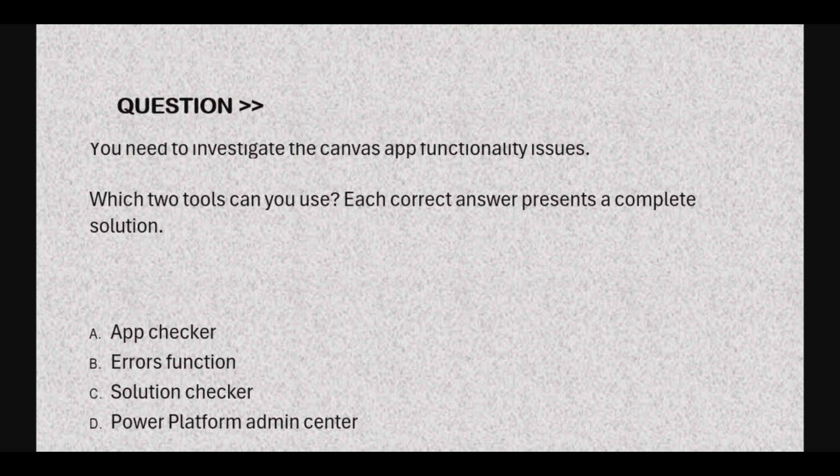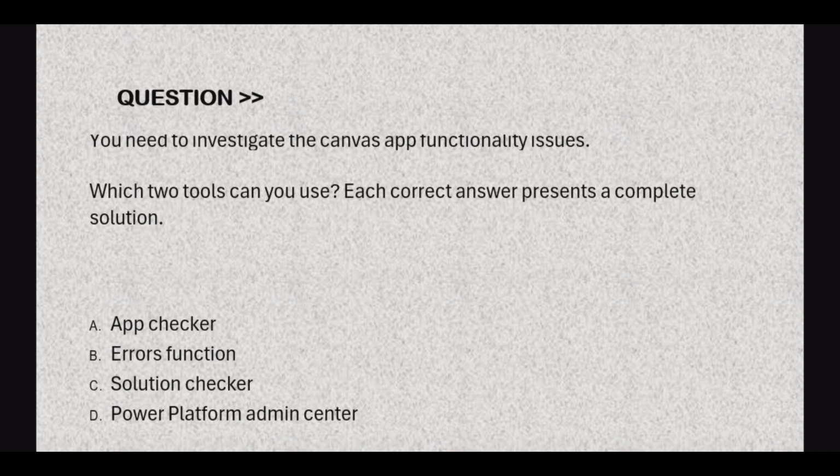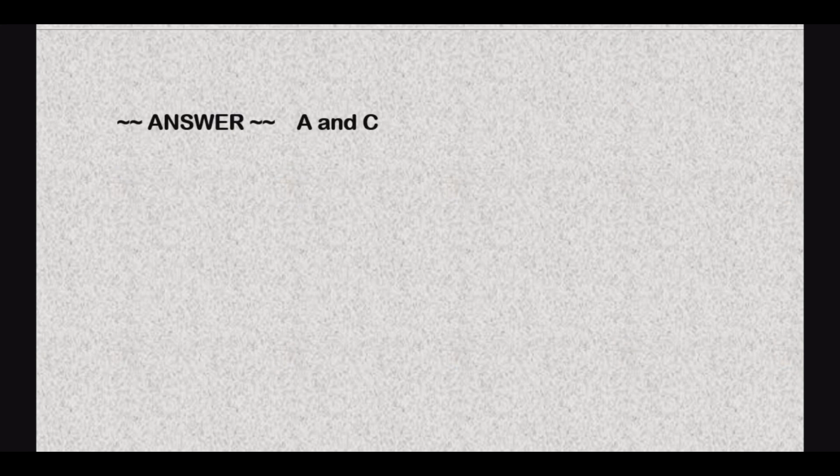Our next question is, you need to investigate the canvas app functionality issues. Which two tools can you use? Each correct answer presents a complete solution. The options are option A, App Checker, option B, Error Functions, option C, Solution Checker, option D, Power Platform Admin Center. The correct answers are option A and C.